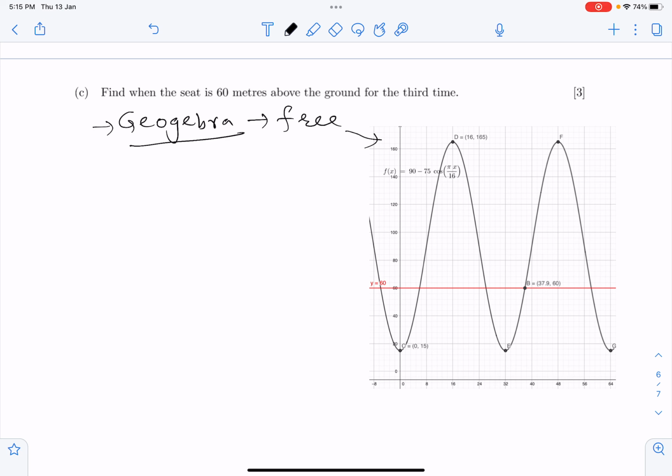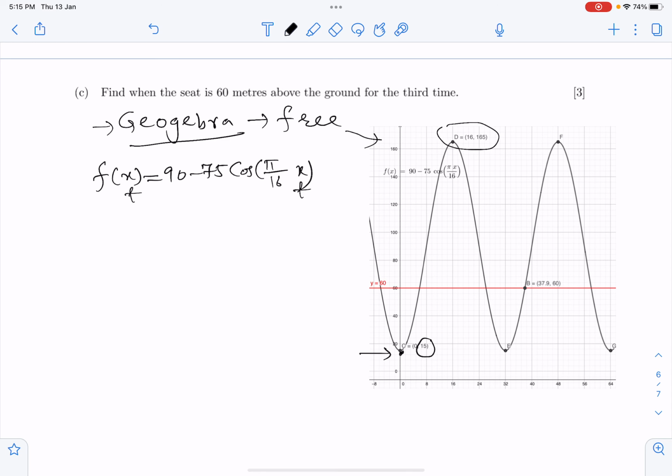So in GeoGebra, I have drawn this function f of x because while drawing the function, I have to take f of x as I am drawing with respect to the x-axis. So 90 minus 75 cos of pi by 16 x, but I am going to take here instead of x, t. So look here, the graph starts at the minimum position, which is 15 meters. The highest position is 165 meters, which is after 16 minutes.